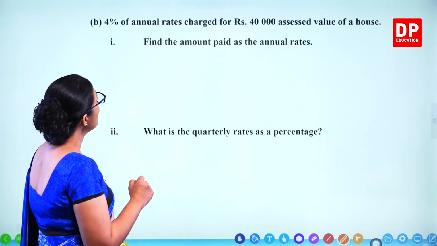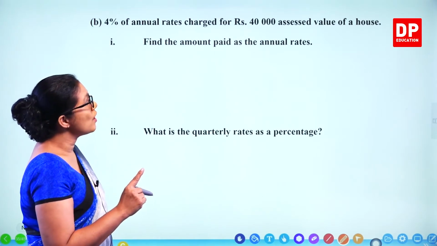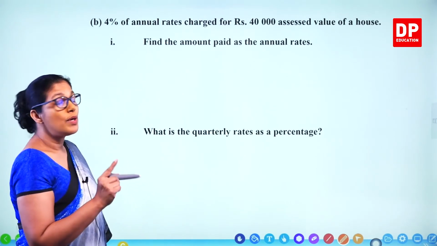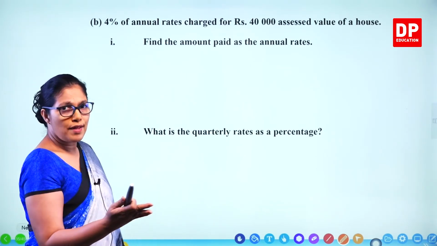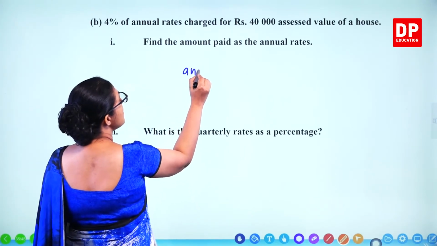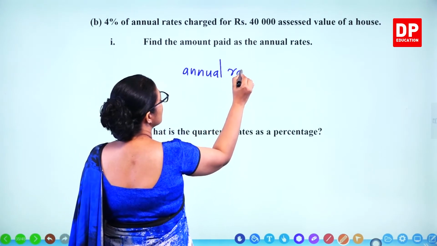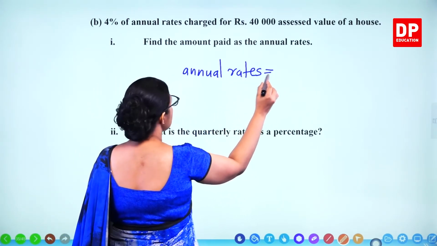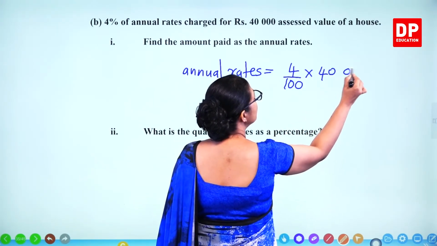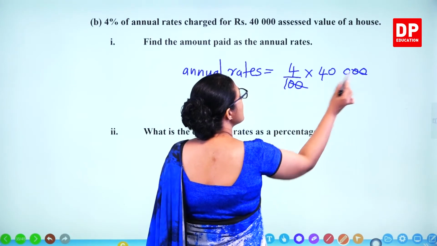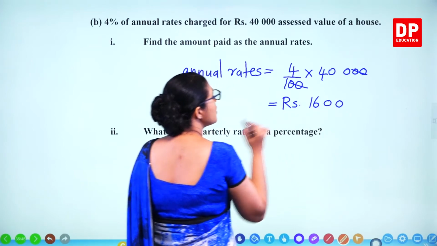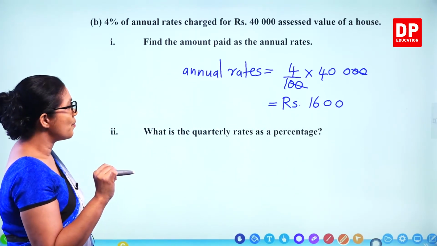Part B. 4% annual rates are charged for a house with an assessed value of 40,000 rupees. Find the amount paid as the annual rates. So 4% of that value is the annual rates. So annual rates is equal to 4%, that's 4 over 100 into 40,000 rupees. So 2 zeros get cancelled out and you get 4 times 4, 16 and 2 zeros, 1,600 rupees.